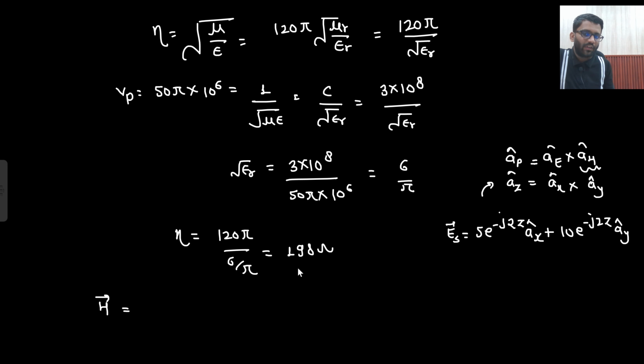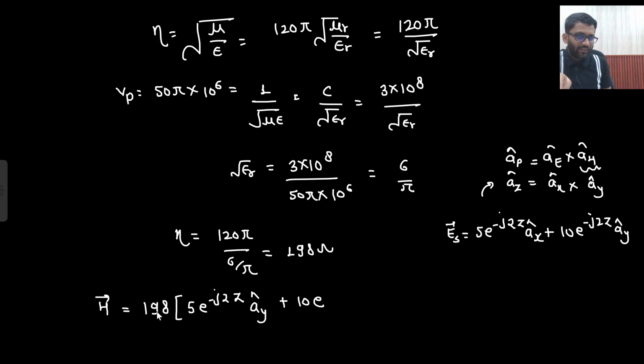So if I write down the value of H, that would be eta into this value. So 198, both amplitudes will be multiplied with 198. So 198 into 5 into e to the power minus j 2z. This is the direction of propagation. In place of AX, what will come? AY cap, because the H field is in Y direction. Plus, 10 is also multiplied with 198, e to the power minus j 2z.